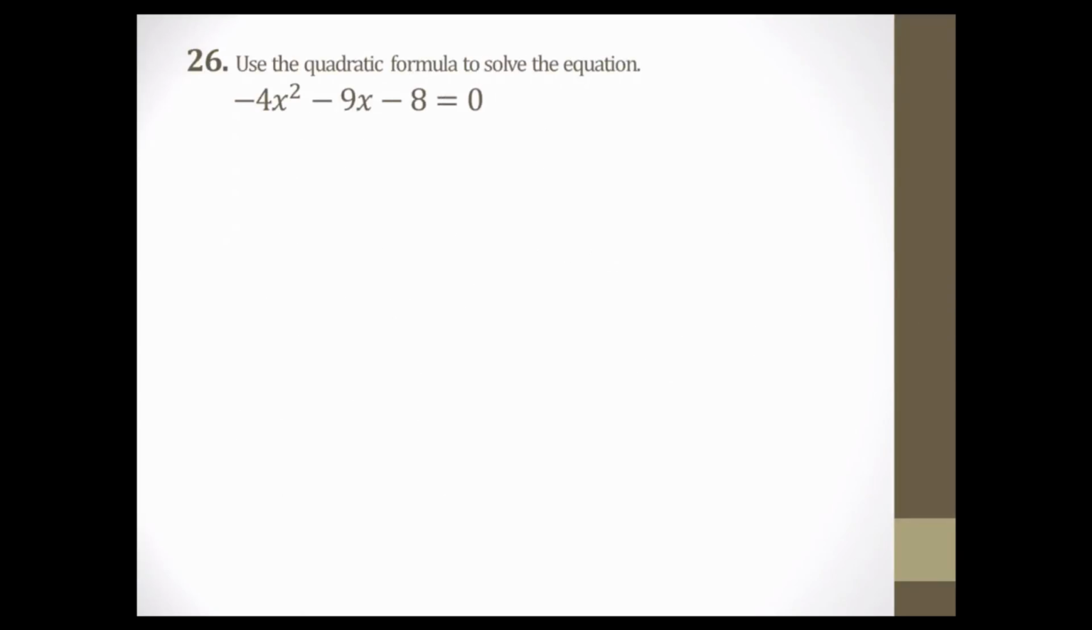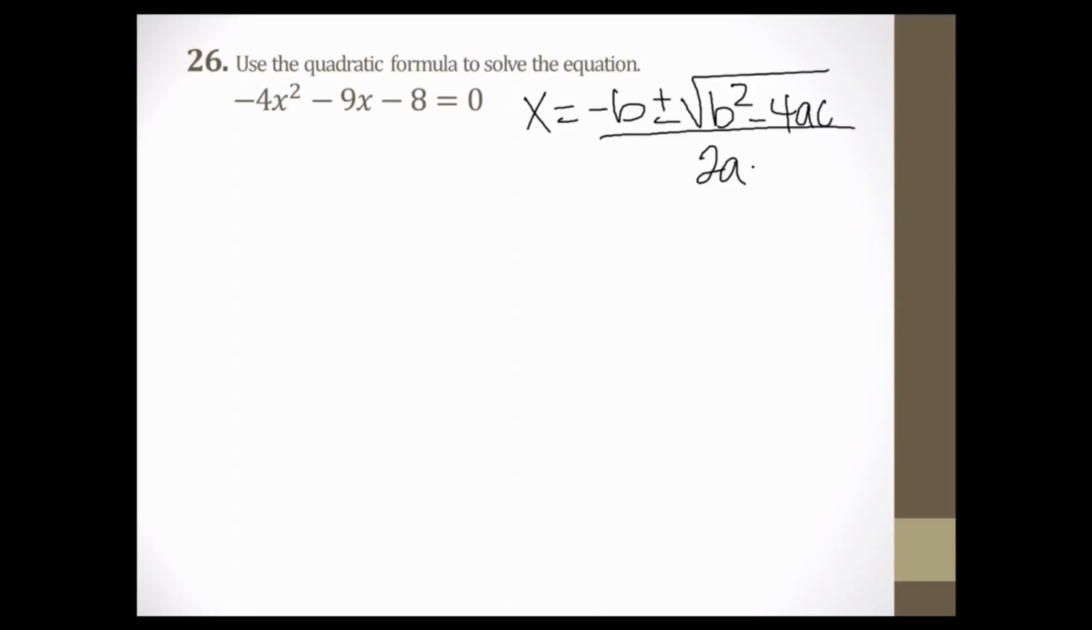Okay, so use the quadratic formula to solve the equation. So let's recall the quadratic formula. So it's x equals negative b plus or minus the square root of b squared minus 4ac, all divided by 2a. Okay, so let's identify our coefficients. So remember, we're getting it from ax squared plus bx plus c. So a equals negative 4, b equals negative 9, and c equals negative 8.